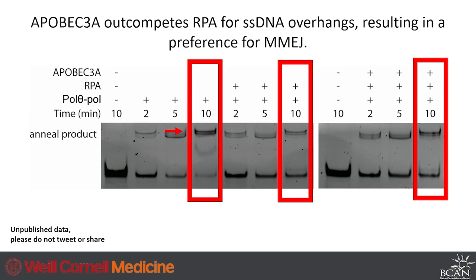But when we added the RPA into the reaction, highlighted in the middle, the products decrease because the RPA protects the microhomologous sequences at the two ends. And when we added the APOBEC3A into the reaction, the annealing products reversed, significantly increased.